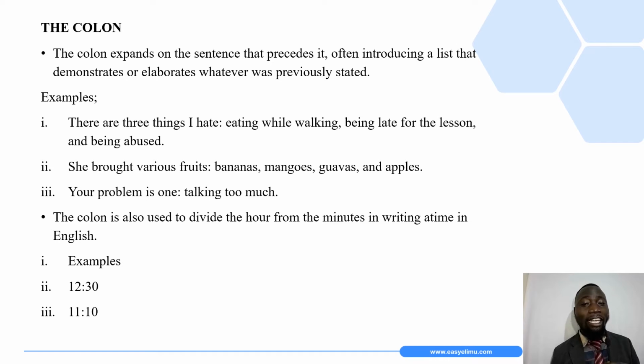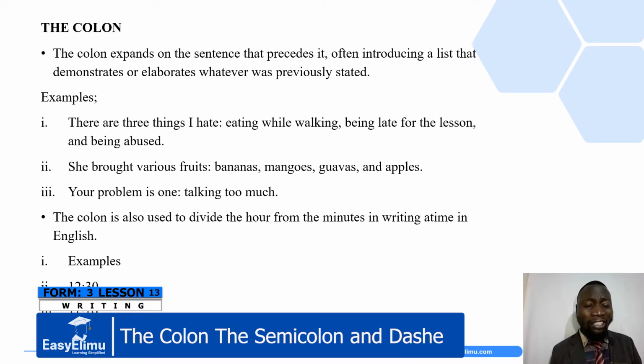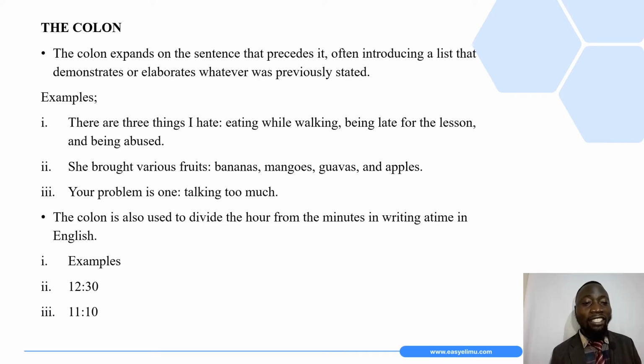Then there is a colon that is now used to introduce a list that is elaborating the three things that the person hates. So if it is used the exact way we have in the sample sentence, then it means that we can use the colon to expand on the sentence that is preceding it.